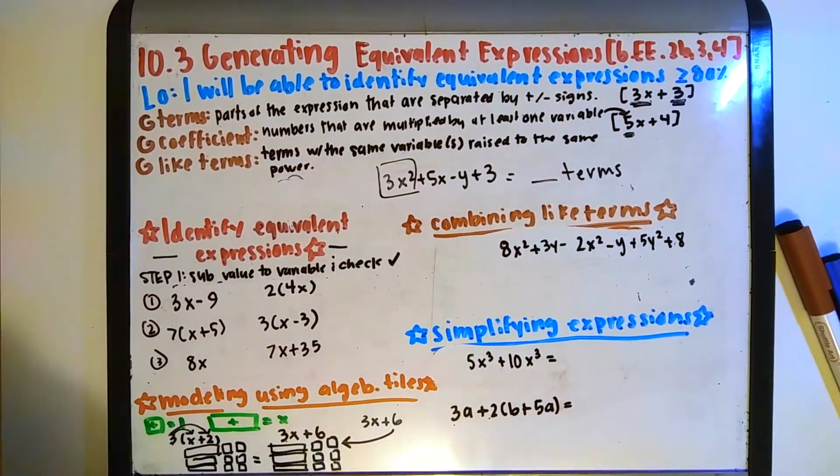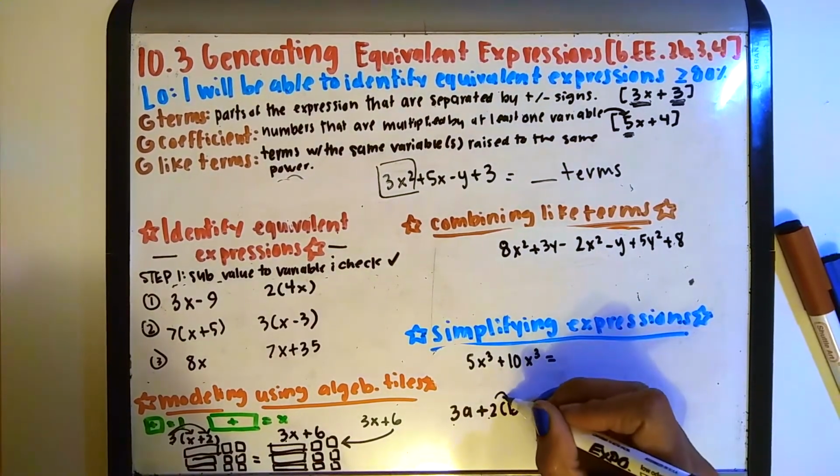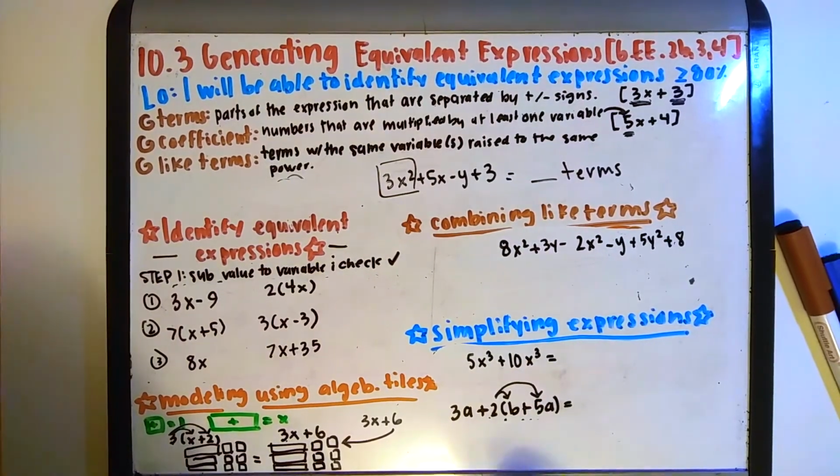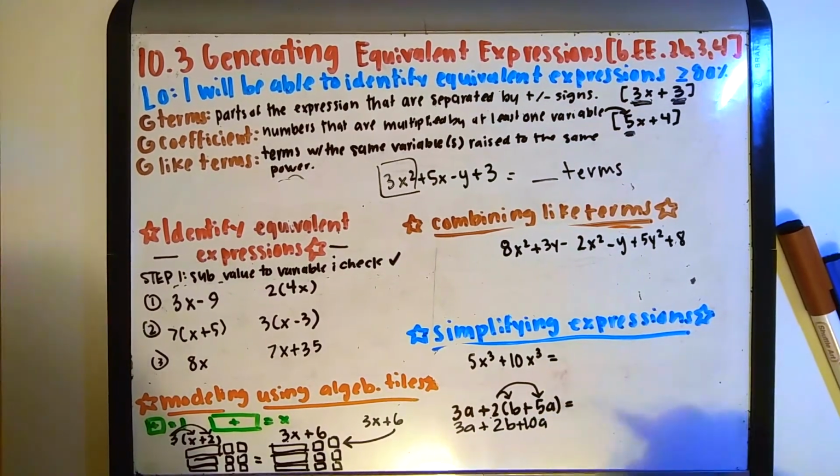Now this one right here, we're going to use distributive property first because I cannot combine inside of the parentheses because there's some variables in there. So I'm going to go ahead and do this right here. So I'm going to use distributive property. So I'm going to rewrite this 3a plus 2 times b is 2b, and then 2 times 5a is 10a. So then I can combine like terms.